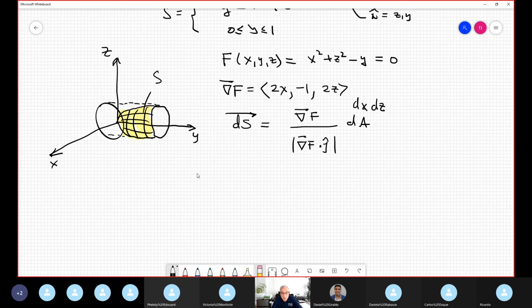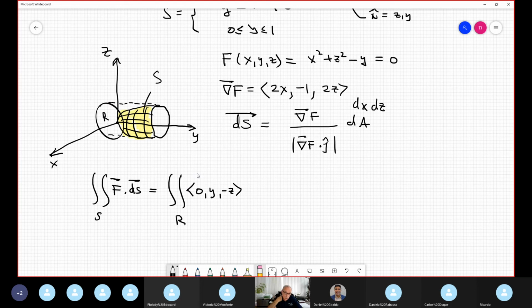Okay, suppose that this is my region R. It is my flux integral. A flux integral is the name of the surface integral in which the integrand is the vector field. Some people call it like that. It is a double integral in the region R, this is my region R. Get the projection. So now the vector field F is 0, y, negative z, multiplied by this vector.